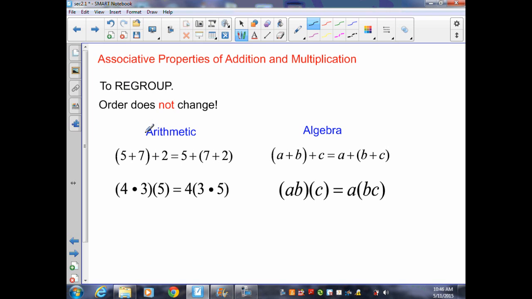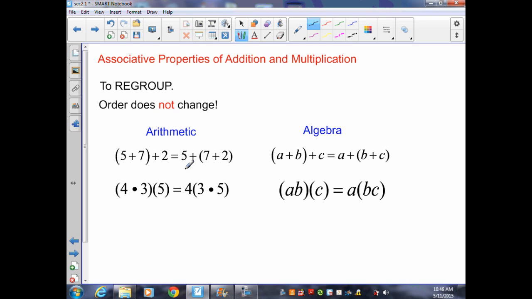Here's the arithmetic version. I have 5 plus 7 plus 2 on the left side, 5 plus 7 plus 2 on the right side of the equal sign. Notice here, the grouping is 5 plus 7. 5 plus 7 is 12. 12 plus 2 is 14. On the right side, I have the same order, again, 5 plus 7 plus 2, but the group is 7 plus 2, which means I would do that first. 7 plus 2 is 9. 5 plus 9 is still 14.